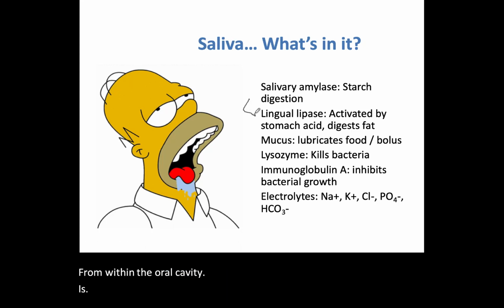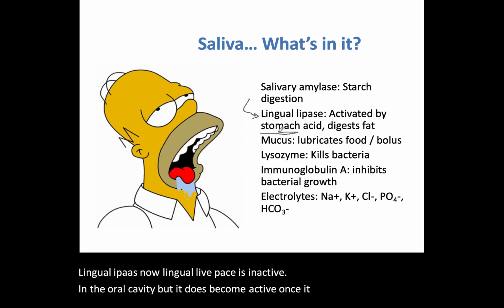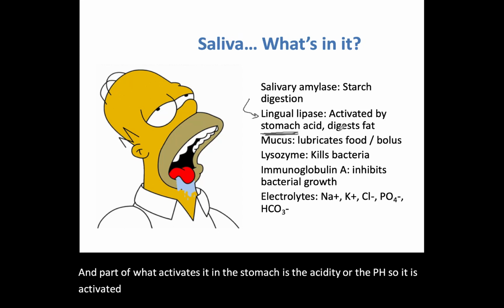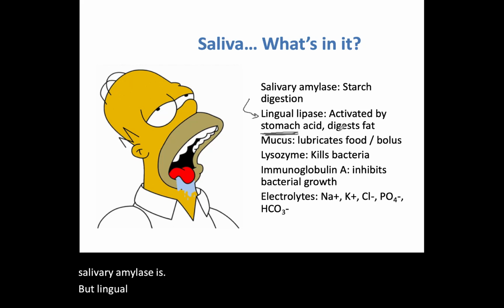is lingual lipase. Now, lingual lipase is inactive in the oral cavity, but it does become active once it reaches the stomach. Right? And part of what activates it in the stomach is the acidity or the pH. And so it is activated by a change in the pH. So it's released in the oral cavity just as salivary amylase is, but lingual lipase does not function in the oral cavity. It's only functioning within the stomach.